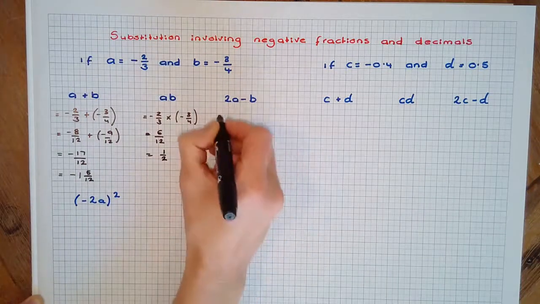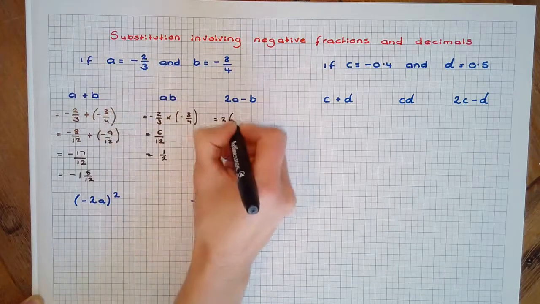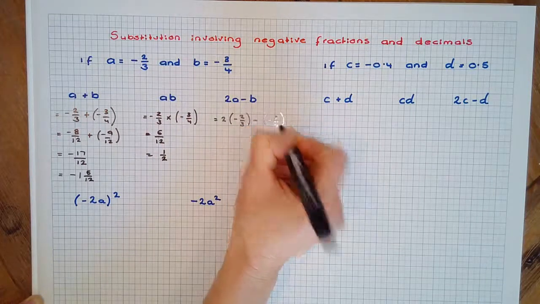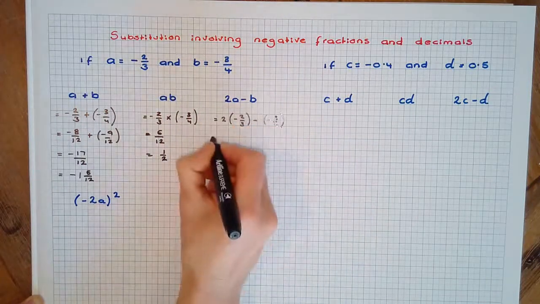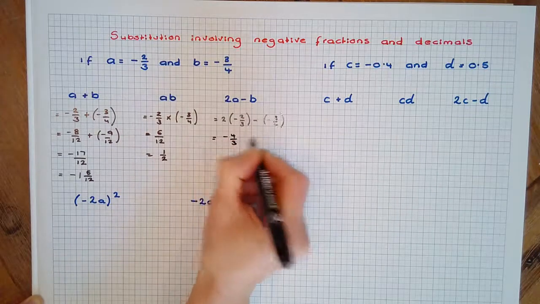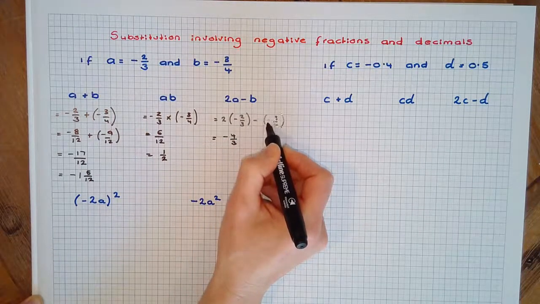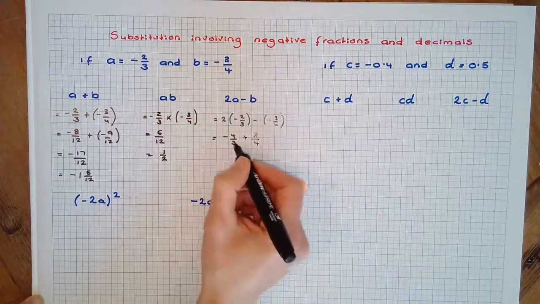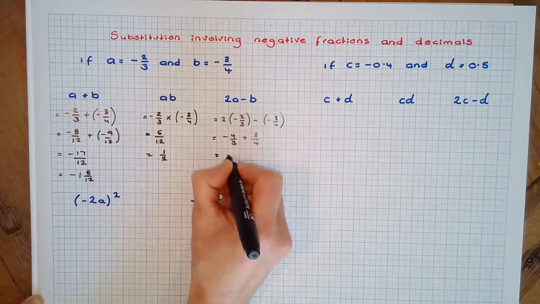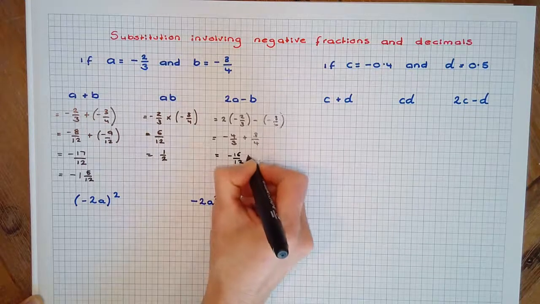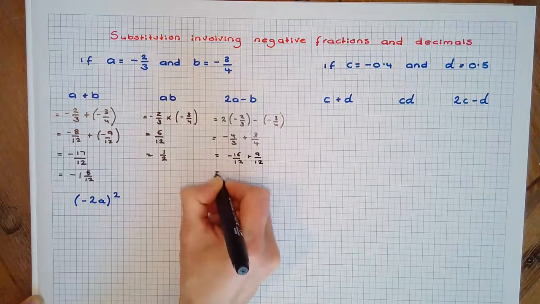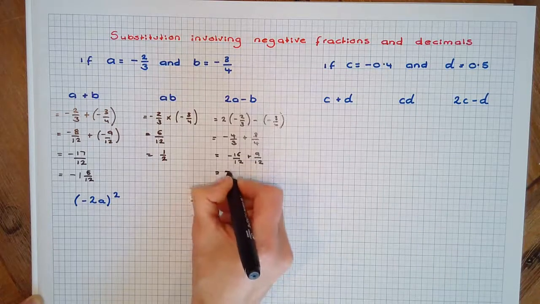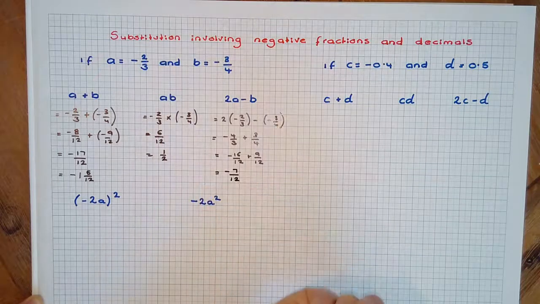2a minus b. That is 2 times a, negative 2/3, minus b, negative 3/4. 2 times negative 2/3 is negative 4/3, and taking away a negative is the same as adding, so I'm just going to write plus 3/4. Again, we need equivalent fractions with common denominators. Negative 16/12 plus 9/12. If I was at negative 16/12 on a number line and I move 9 spots to the right, I'd be left at negative 7/12.